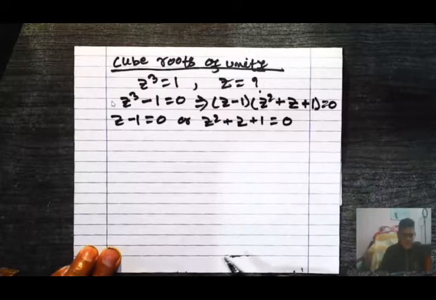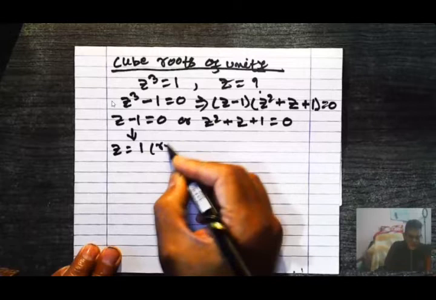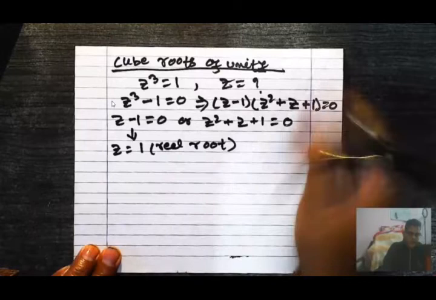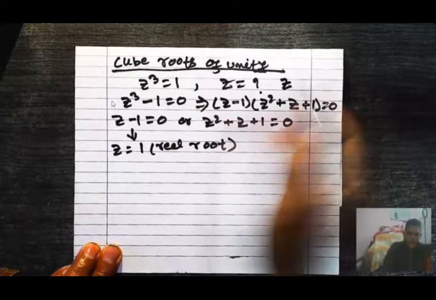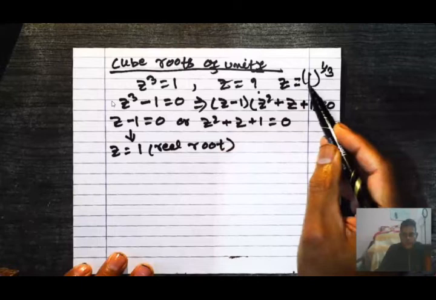From this we see that z equals 1, if you transpose it to the right, and this is a real root. So we found 1 as one real root of this cubic equation, that is the cube root of 1. It is called the cube root of 1 because if z cube equals 1, then z equals 1 to the power 1 by 3. In the real sense it seems there is only one root, which is 1, since any power of 1 is 1, but in the complex world there can be another story.